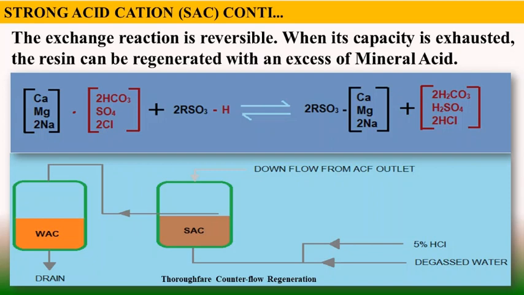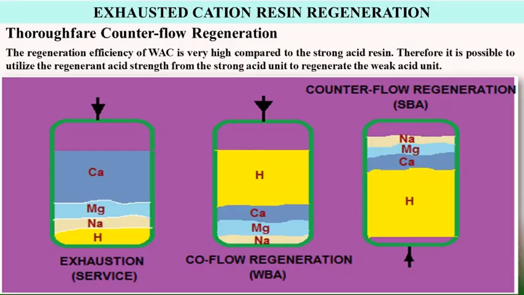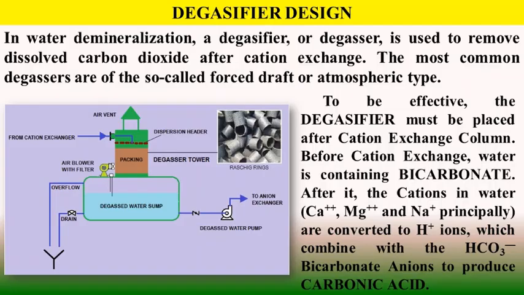The regeneration efficiency of weak acid cation resin is very high compared to the strong acid resin. Therefore, it is possible to utilize the regenerant acid strength from the strong acid unit to regenerate the weak acid unit resins, and that way they are utilized for a better economic arrangement of regeneration.